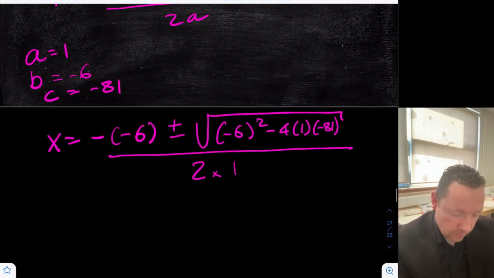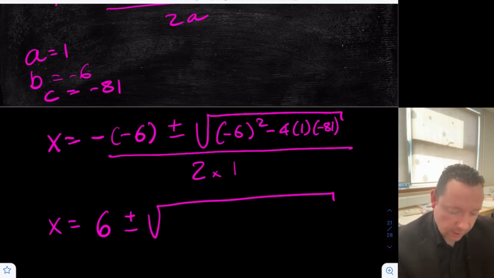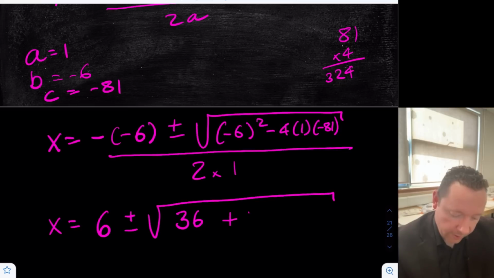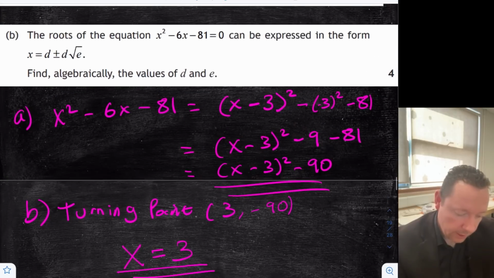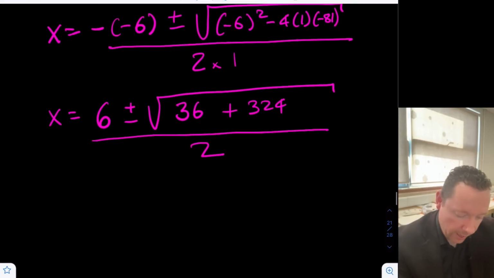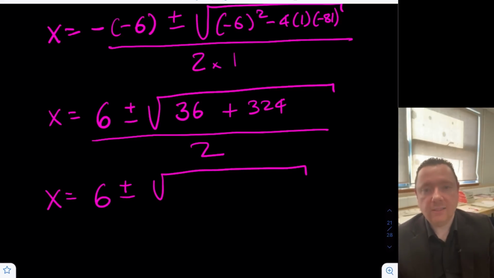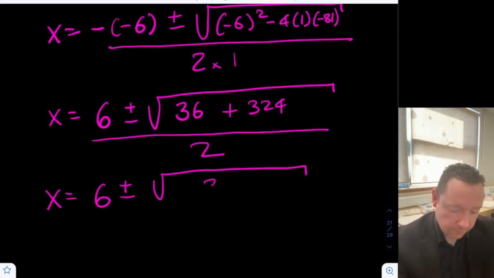So watching out for minuses. Minus 6 is positive 6, plus or minus the square root of 6 times 6 is 36, minus times a minus is a plus. 4 times 81, well, you might need to do that sum at the side, but if you have to, just do this. 4 ones is 4, 4 eights is 32. And it's a minus times a minus, so it's a plus 324. 2 times 1 is 2. We have to get it down to d plus or minus d root e. So x equals 6 plus or minus the square root of 324 plus 36. So that's 360, all over 2.